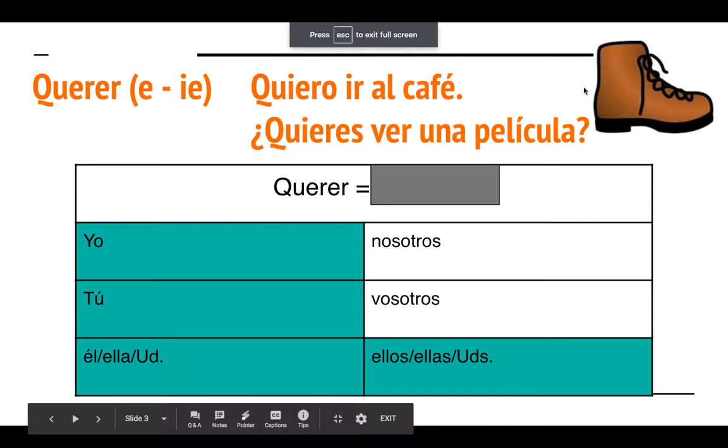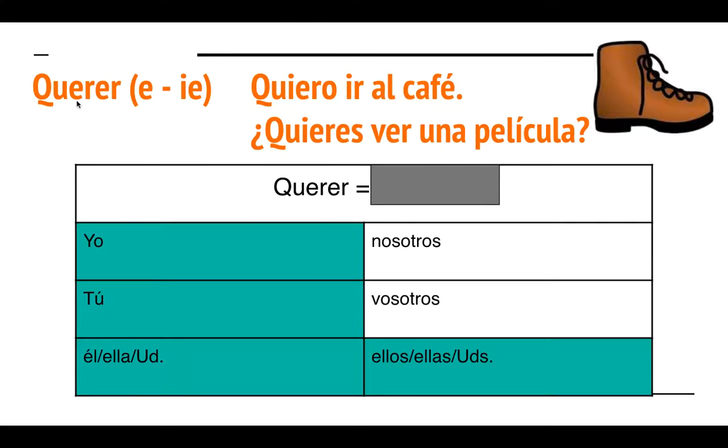Another kind of verb that we will see is a change from an E, this E right here, to IE. Let's look at some examples. Quiero ir al café. Of course, querer means to want. So I want to go to the cafe. Okay, and then if you want to invite someone, you can ask, ¿Quieres ver una película? Do you want to see a movie?